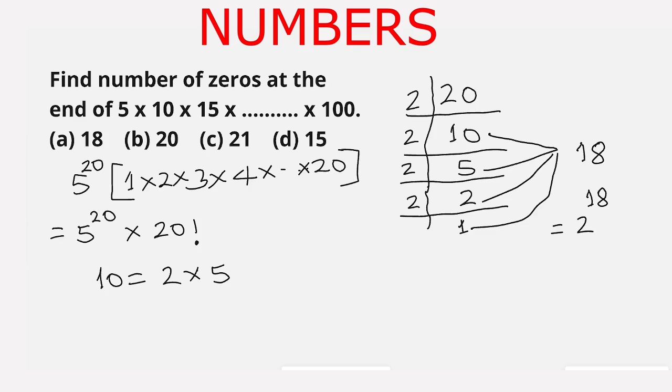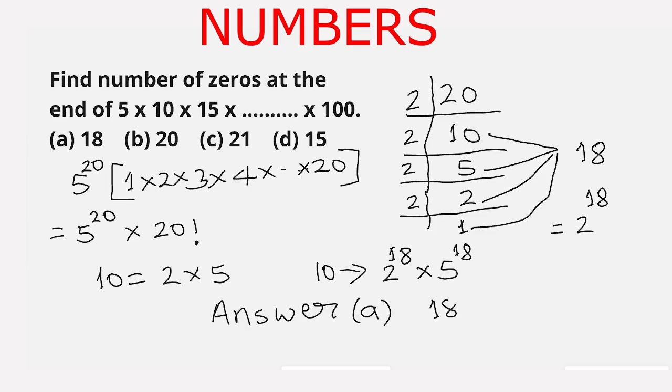We have more power than 18 in 5 to the power 20. So we can take 2 to the power 18 and 5 to the power 18 from the 5 to the power 20 we already have. So this will make 10 to the power 18. This will give the number of zeros at the end equal to 18. There will be 18 zeros at the end of the given number, and from the given options, our answer is option A, 18. I hope you have understood the method of solving such type of questions. We go to the next question.